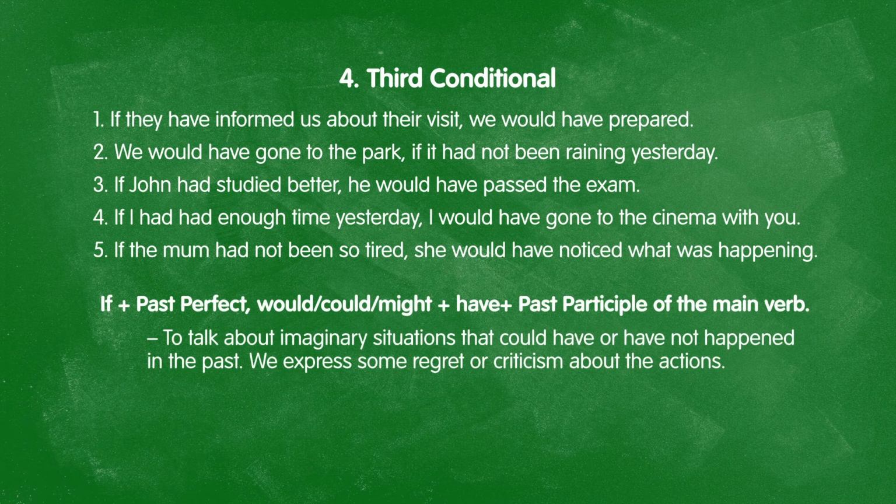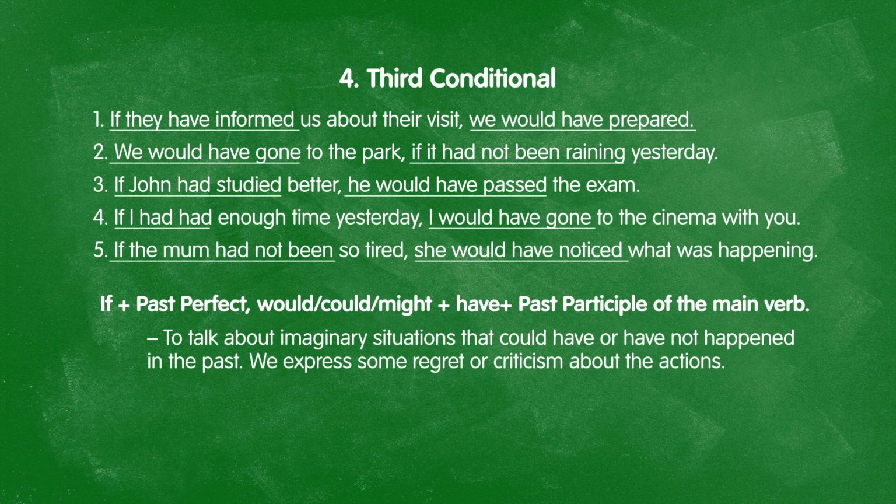If, followed by the past perfect tense, combined with would, could, or might, with have and the past participle of the main verb. We've already mentioned that instead of if, there are also other conjunctions which can be used in conditional sentences. One such is unless. So let's look at some examples with unless and how it works with if and how it compares to if.